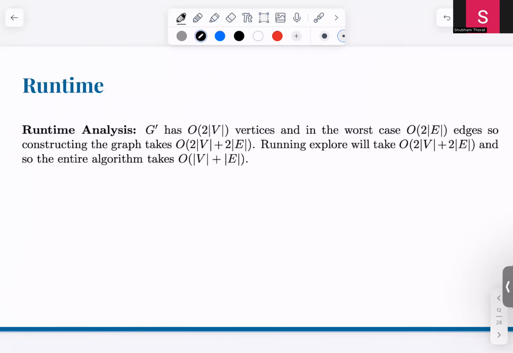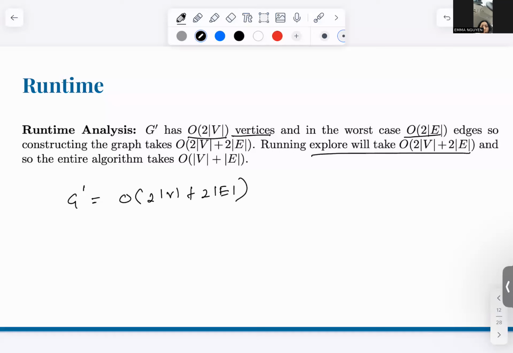Oh, before that, we need to do runtime analysis. So what is the order of vertices in here? It's big O of 2V because we are making two copies of each vertex. And similarly, the number of edges would be big O of 2 times E. So creating a new graph G prime is big O of 2V plus 2E. And explore will take big O of 2V plus 2E. Right? So in the end, the runtime would be big O of V plus E. Any questions here?